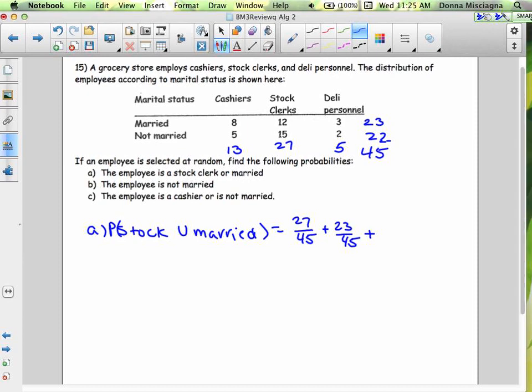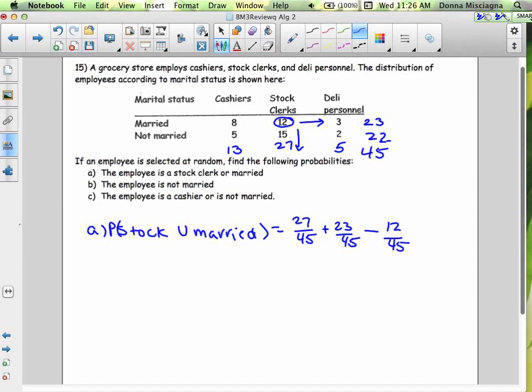But hey, I counted some people twice. I counted the people that are both stock people and married. So these 12 people were counted twice. I counted them for the stock clerks. I counted them for the married. I counted them this direction. I counted them this direction. So I have to make sure I subtract off the ones that are in both groups. So subtract off the 12 out of 45.